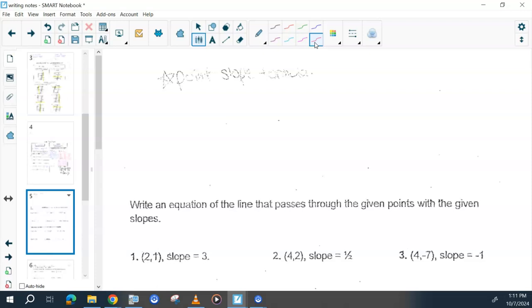So what we just did was converting standard form to slope-intercept form. Now we're going to have to write equations when we're given slope and a point. And the easiest format to do that in is your point-slope formula. So write this down. y minus y1 equals m parentheses x minus x1 parentheses. This formula you will need to remember.